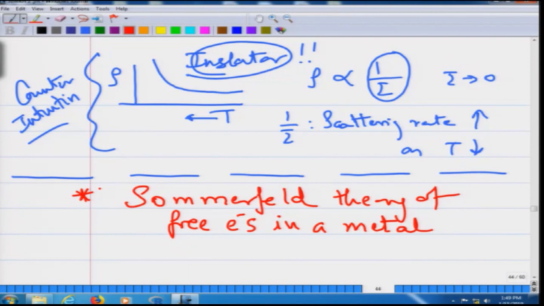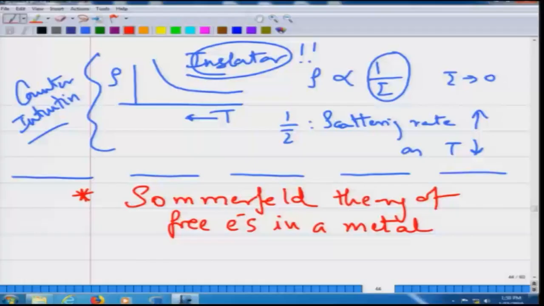What was one of the main ingredients of Drude's theory? One of the main ingredients was that you have classical electrons inside the system. After the discovery of the electron by J.J. Thomson, it was realized very soon, with the development of quantum mechanics and so on, that electrons are quantum particles. So, they cannot really behave like classical objects.